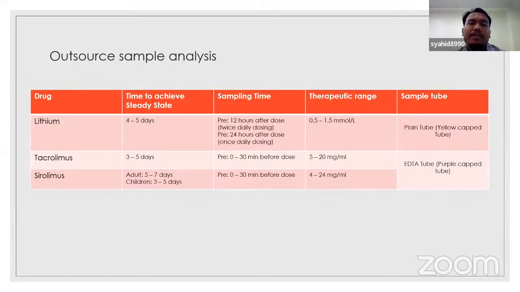Okay, these 3 groups of medication are narrow therapeutic index drugs that can be done, but we have to outsource it because we don't have the specific reagent to analyze the sample. Last month we got 1 sample of tacrolimus, but until today we still haven't got the result because usually outsourced samples take longer to get the result. Okay.